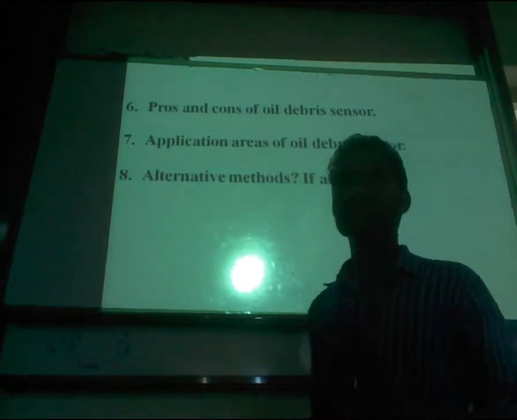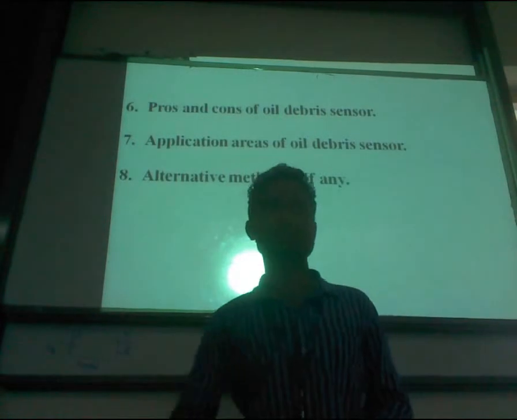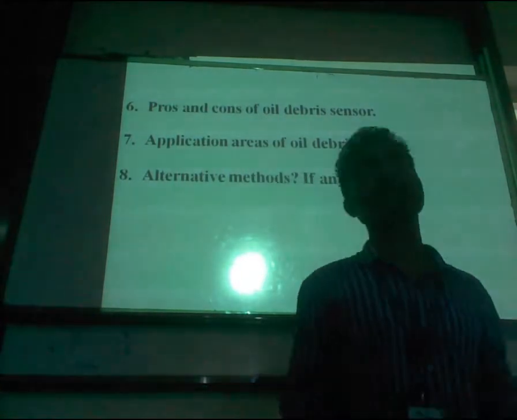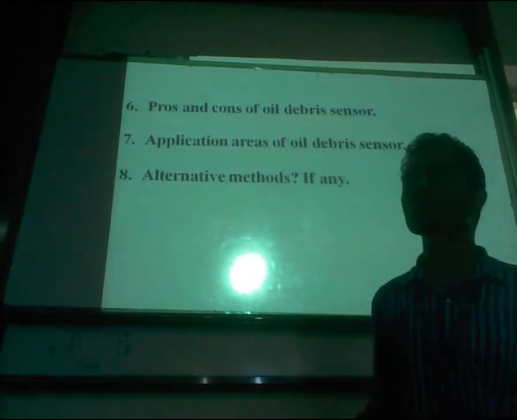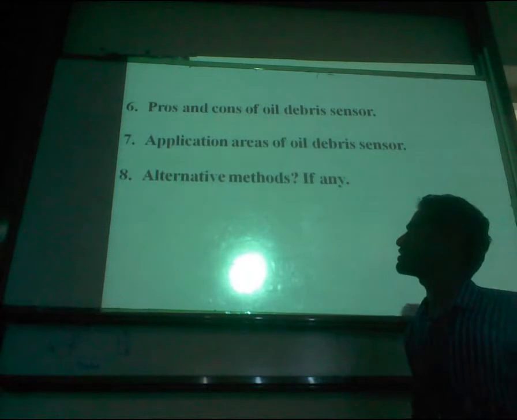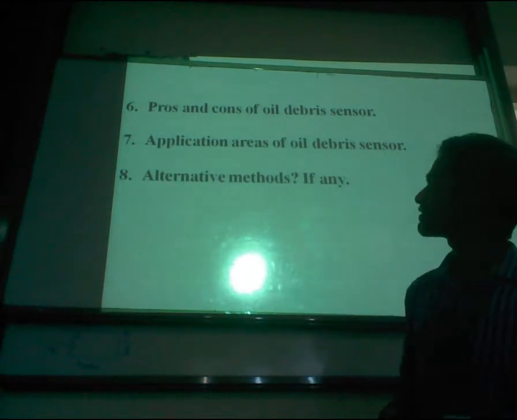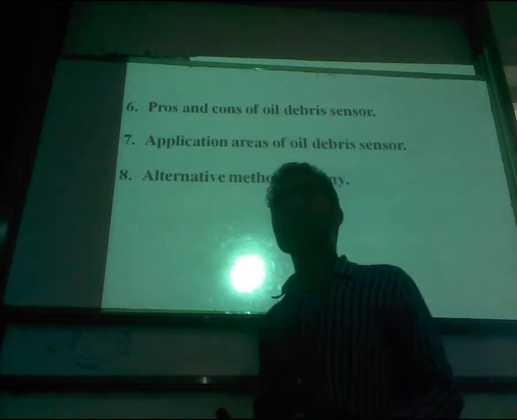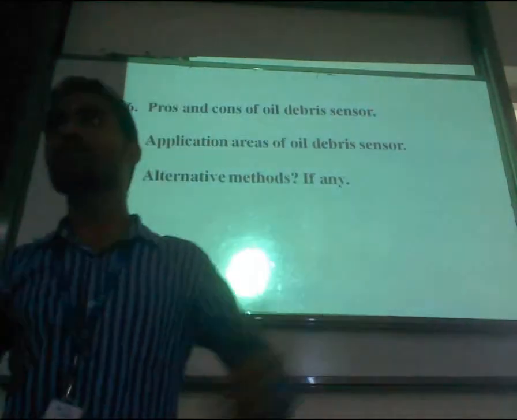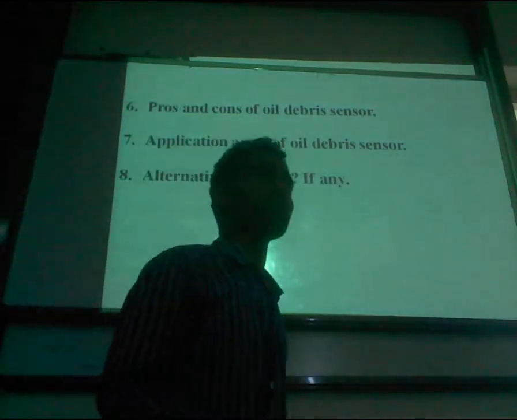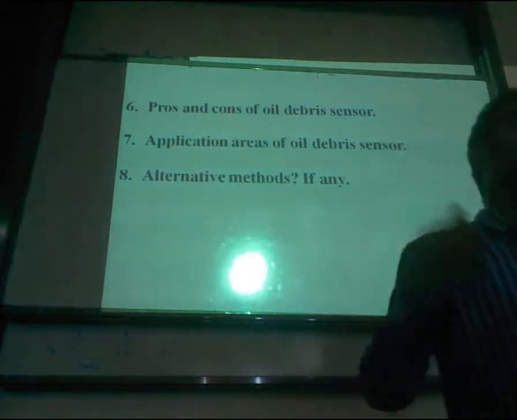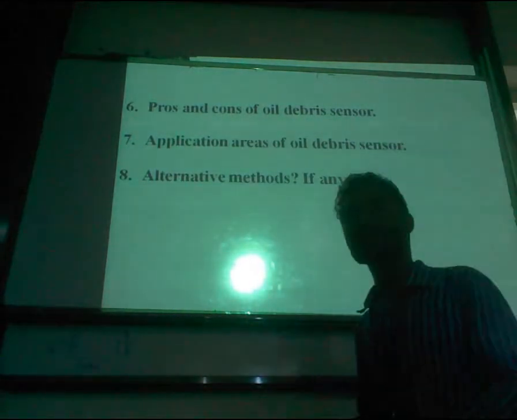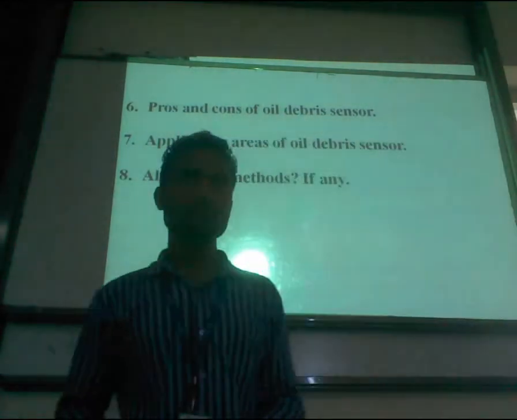What are the advantages of this oil debris sensor, and what are the different disadvantages of this oil debris sensor? In this section we will see that. And after that, what are the application areas of the oil debris sensor? Where exactly are we using this oil debris sensor? What are the real-time examples where this oil debris monitoring system is implemented in our day-to-day life?